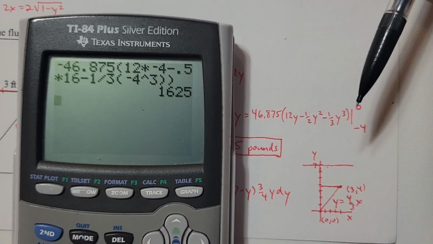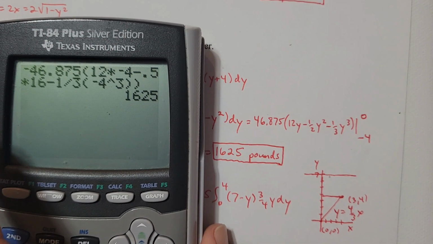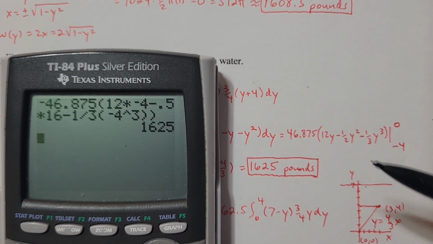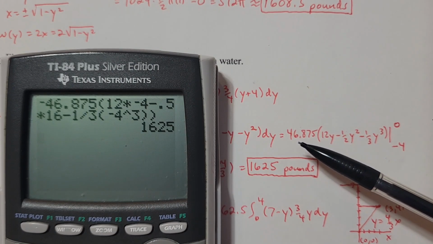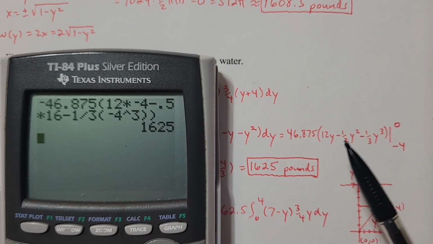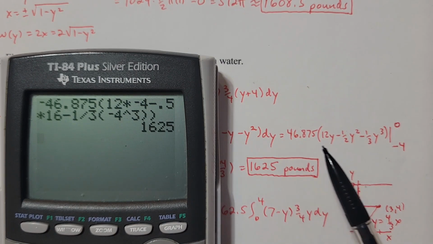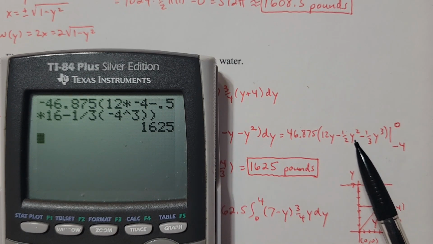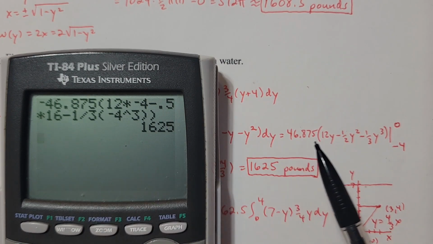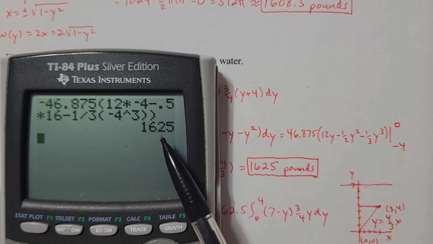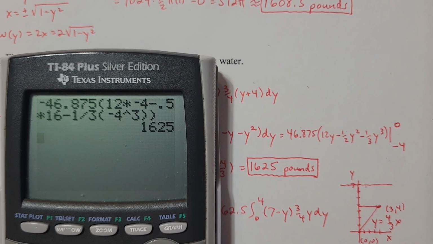And here's where I'm showing you that information on the calculator there. So I got negative 46.875 times 12 times -4 minus 1/2 times -4 squared is 16 minus 1/3 times -4 cubed. We get 1,625 as the answer. Okay.